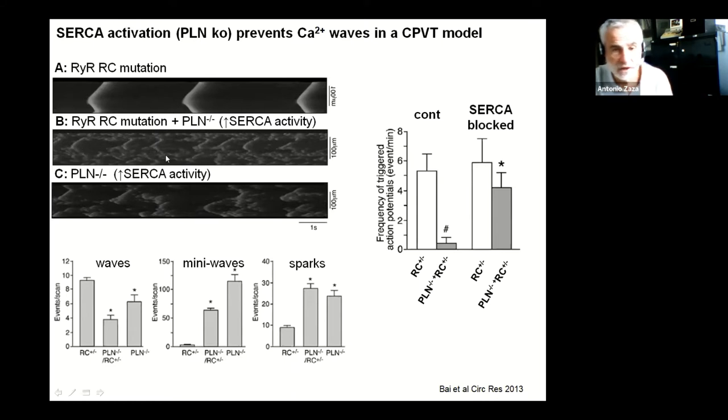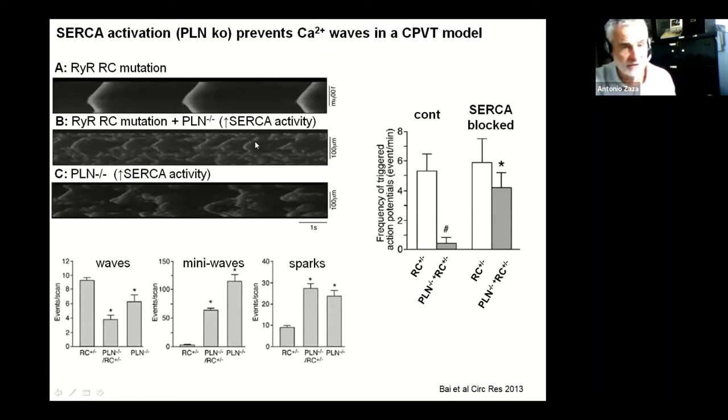There are only small dots, small disorganized wavelets, that are generated by an increasing incidence of spark events, of very small events, but you don't see waves, and it is actually waves which generate delayed afterdepolarizations and arrhythmias. The same occurs if you increase SERCA activity by phospholamban knockout in the wild-type mouse, you don't see organized waves, you just see more sparks and wavelets. Overall, phospholamban knockout, which is SERCA activation, led to a major decrease in the frequency of triggered events. And this was largely reverted by SERCA blockade.